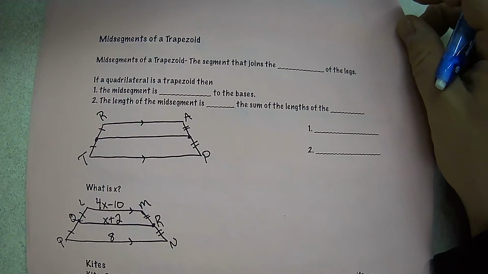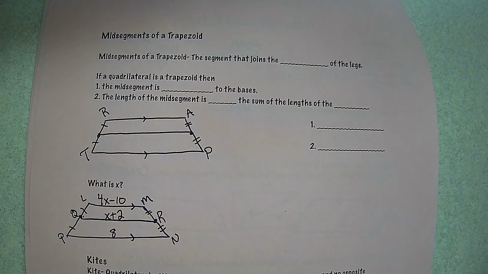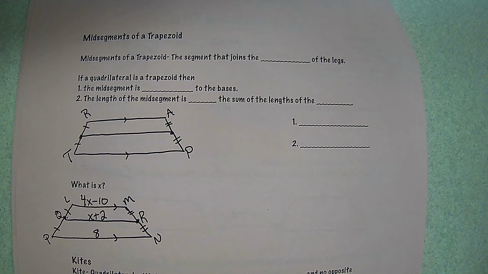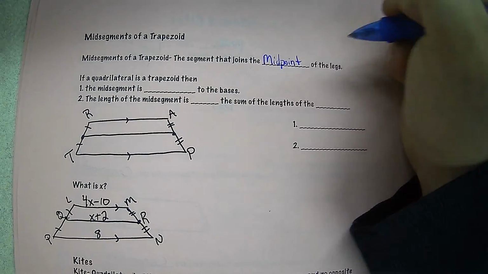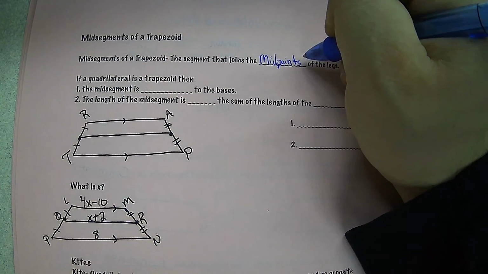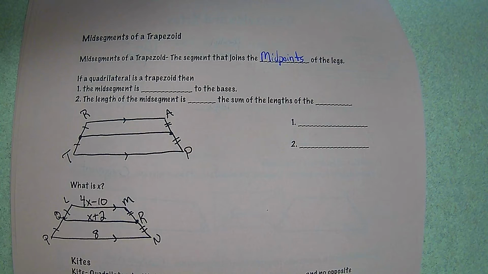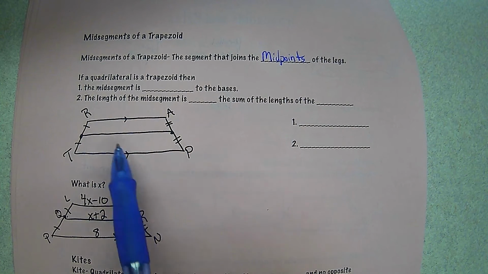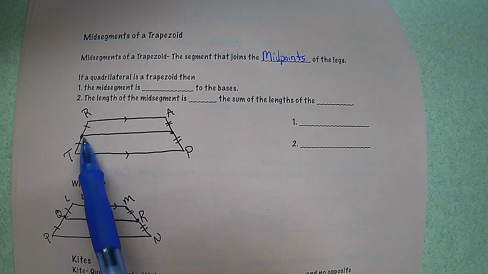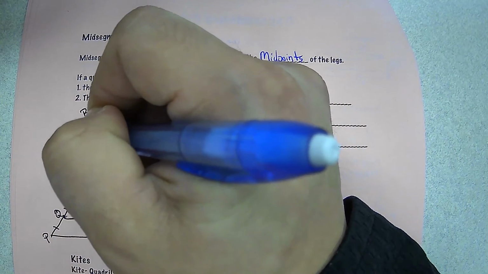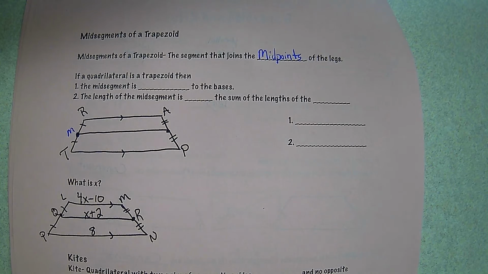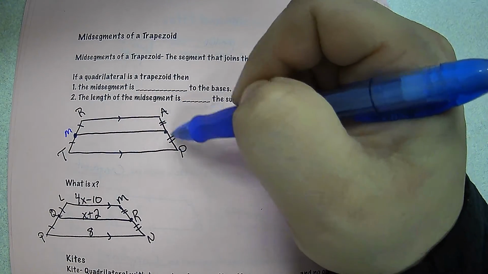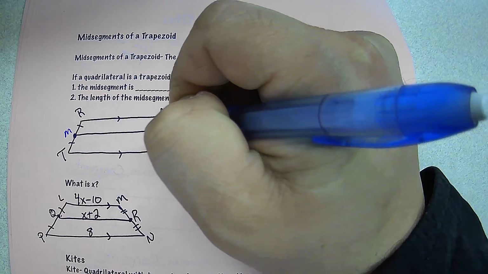Another thing about trapezoids that we're going to look at are called mid-segments. The mid-segment of a trapezoid is the segment that joins the midpoints of the legs. So here we have the trapezoid. The midpoint of RT, or halfway between RT, is right here. We're going to call this M in just a minute. And then the midpoint of AP, or halfway in between there, we call N.